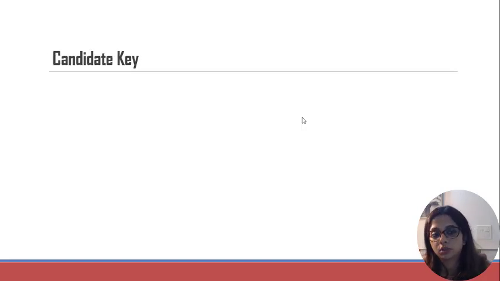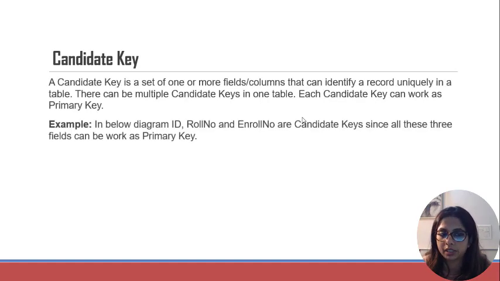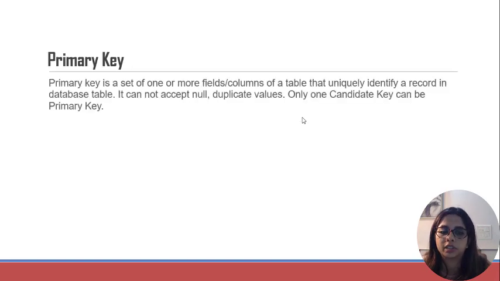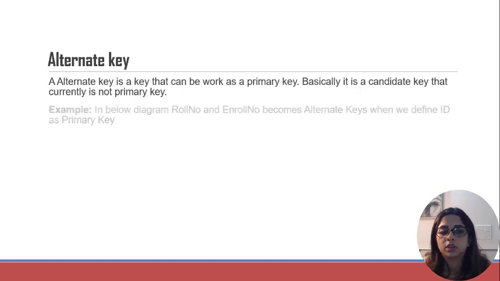Now candidate keys: all the columns which could have become the primary key. For example, in this diagram, ID, roll number, enrollment number, all three could become the primary. So they are candidate keys. Out of that, only ID is chosen as the primary. So the rest are alternate keys. Primary key we have already seen: two pointers, not null, no duplicates. Alternate is something which could not become the primary key. So out of all the candidates, one will become primary and the others will be alternate keys.